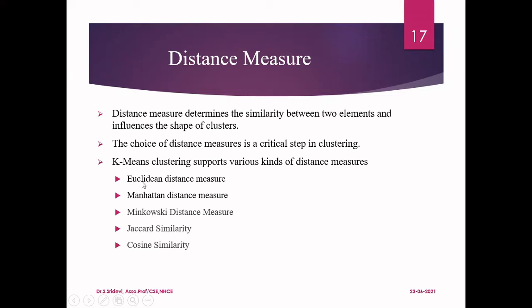One is called the Euclidean distance measure, which you are already familiar with. In algebra, you might have studied the application of the Pythagoras theorem. If I give you 2 points, by applying the Pythagoras theorem, you can find out the distance between the 2 points. That is based upon the Euclidean distance. So that is the first distance measure. The second one is called the Manhattan distance measure. The third one is the Minkowski distance measure. Then fourth is Jaccard similarity. Then the fifth one is cosine similarity. All these distance measures are mainly used to find the similarity only.